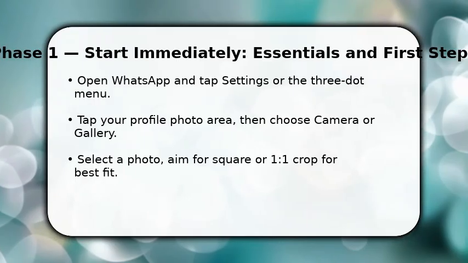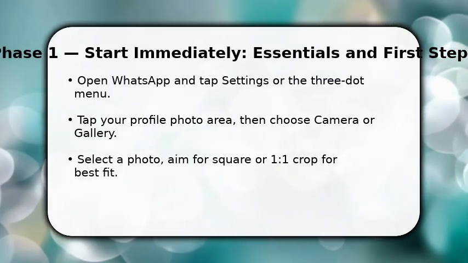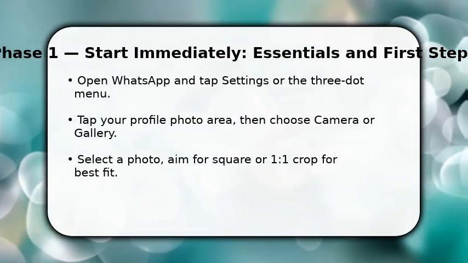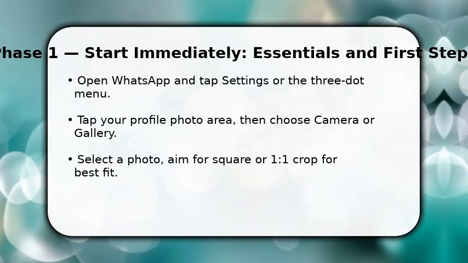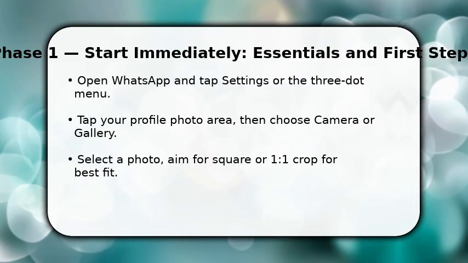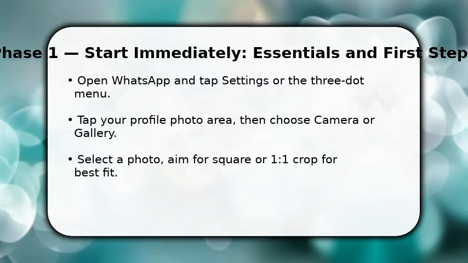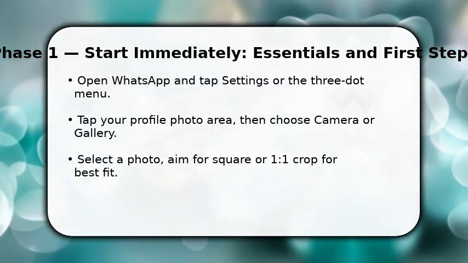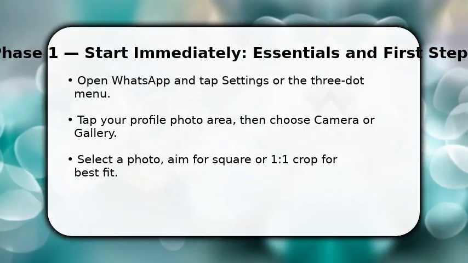You start by opening WhatsApp and going straight to your profile area. Tap the profile photo space. Choose camera to take a new picture or gallery to pick an existing one because you want control over framing. Once you pick a photo, make sure to allow any permission prompts so the app can access storage or camera.